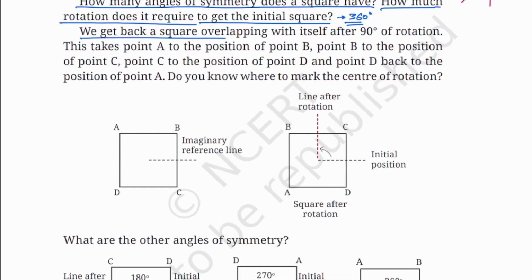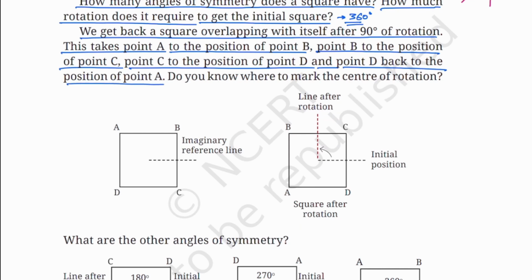We get a square overlapping with itself after 90 degree of rotation. This takes point A to the position of point B, point B to the position of point C, point C to the position of point D, and point D back to the position of point A. You can see here, this is imaginary reference line, line after rotation, initial position. This is square after rotation.